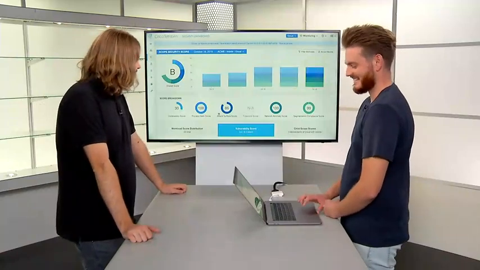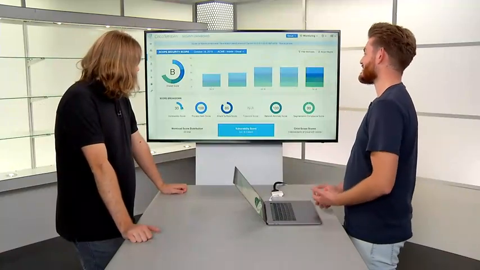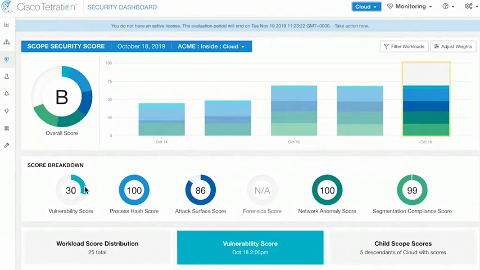To some extent. Okay, so looking at the vulnerability score here, this is one of the first parts of the metric.